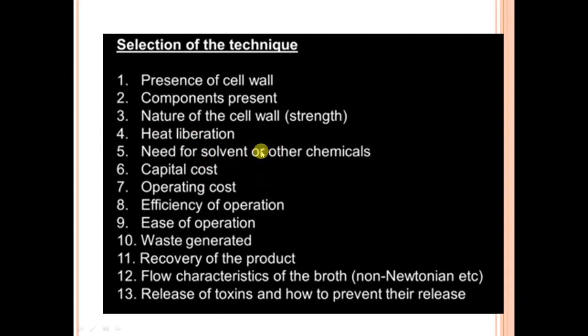Need for solvents: what solvents or chemicals I will require for disrupting the cells. The capital cost and operating cost required for the systems. How efficient is the system? Whether the operation is easy, so that any personnel can work on it easily. Because if you have a system which is not easy to operate, then nobody will use that system. So the ease of operation is very essential. And what are the byproducts created in the system?